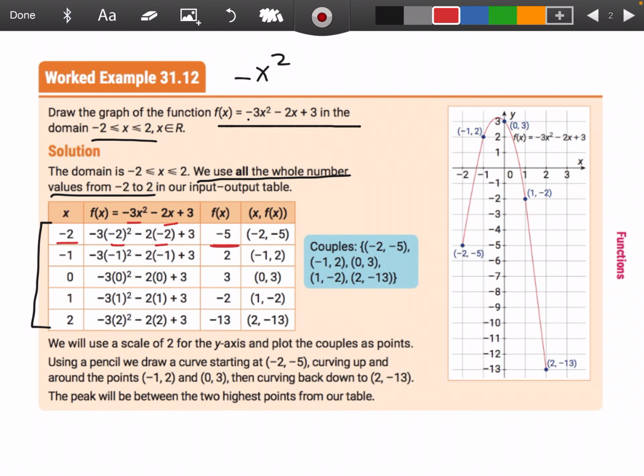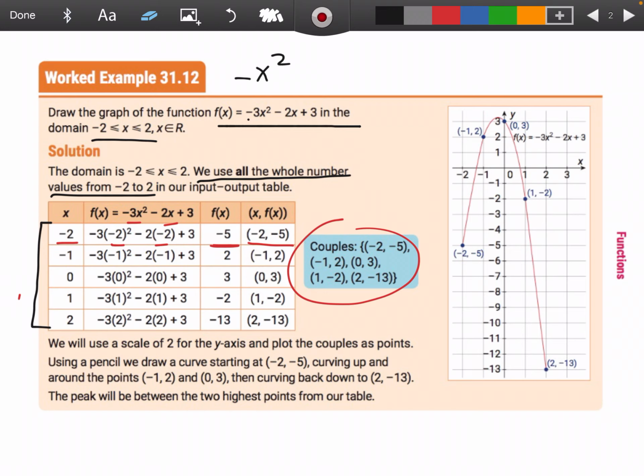Minus 2 and minus 5 in this case are our first pair, or our first point to plot. Remember, x-axis is our horizontal, y-axis is our vertical. So we fill in the full table, you end up with your pairs, you plot those points, and then we draw the curve. Okay, now remember, the thing to also keep in mind here, we should draw a curve.